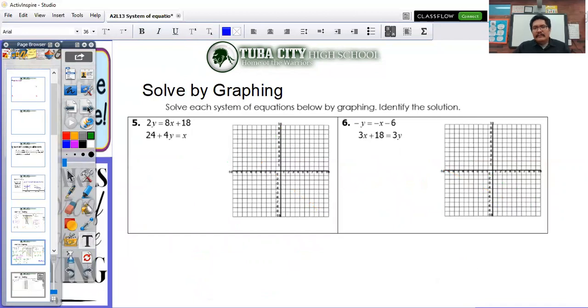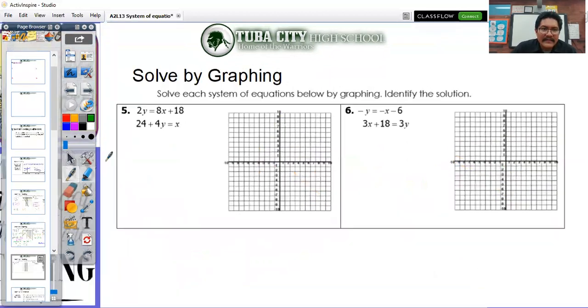Now with these, I kind of feel the same thing on these as well. So on number 5, this one is almost in y = mx + b form. I just need to divide everything by 2. So that's what I'm going to do, divide everything by 2. So 2 divided by 2 is 1. 1y is just y. 8 divided by 2 is 4. 18 divided by 2 is 9. So now I have my first line.